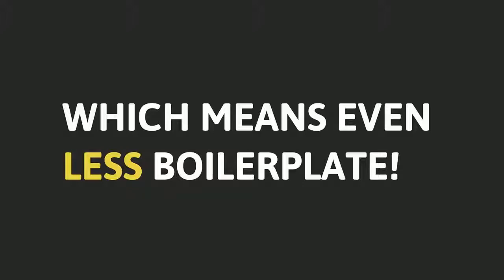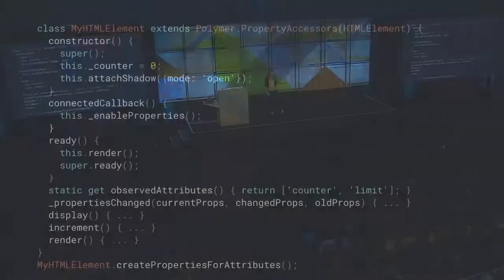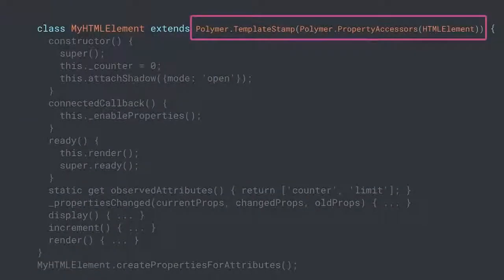Sweet. Now that we have this template, we can cut off more code. My entire goal in this talk is to start with a bunch of code and leave you with nothing at the end. This is how that's going to progress. So this is where we left off. The first thing we're going to do is update this extension. So we're now going to extend template stamp, which uses property accessors, which uses HTML element. It's turtles all the way down.